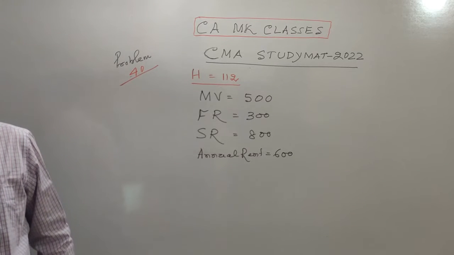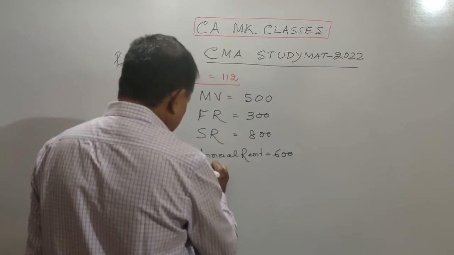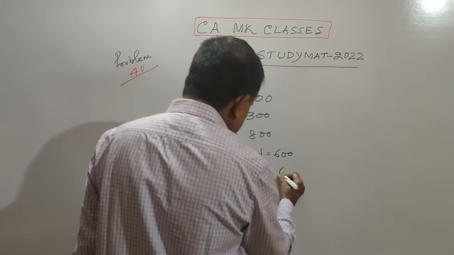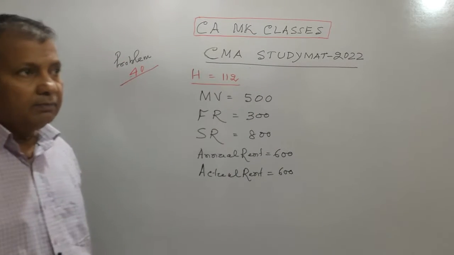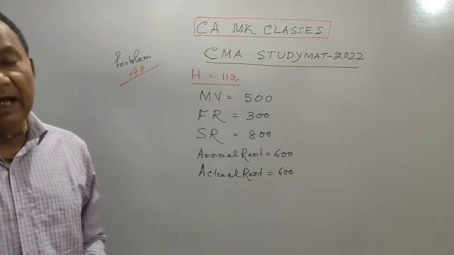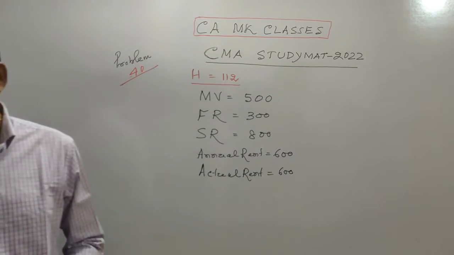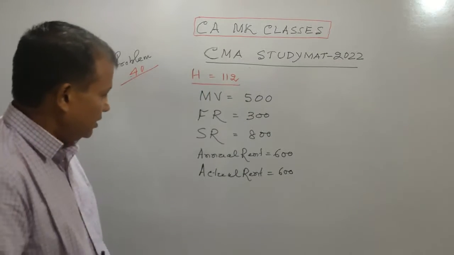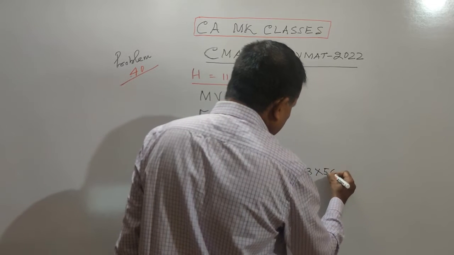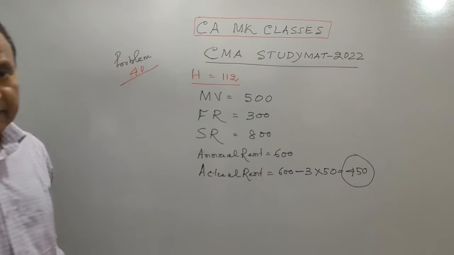So friends, इसमें जो actual rent, this is actual rent, that is annual rent is 600 per annum, that means 50 per month, and 3 months unrealized rent. So rent is unrealized for 3 months as per question, house number 112. So 3 months में आपका 3 into 50, so 450 will be your actual rent.